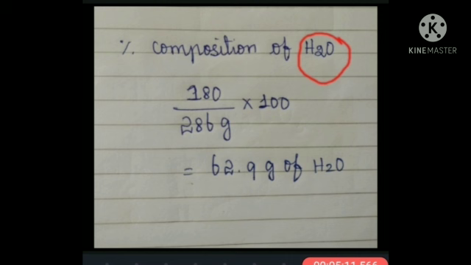So here we are going to find out the percentage composition of only water first. We have already found the relative molecular mass of water. According to the formula, we have to find the relative molecular mass for 10H2O, because the formula has 10H2O. So we have already found the relative molecular mass. So 180, that is the molecular mass of water, divided by the relative molecular mass of hydrated sodium carbonate into 100. So we get 62.9 gram of water.